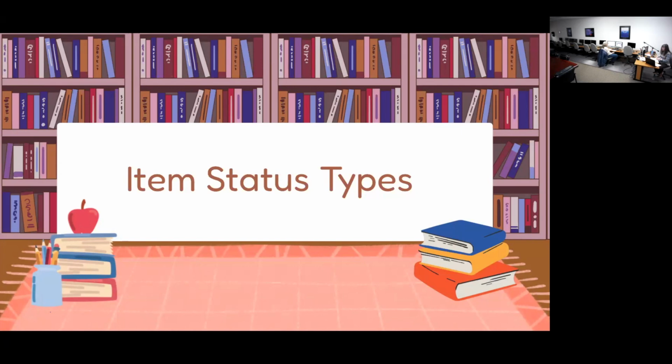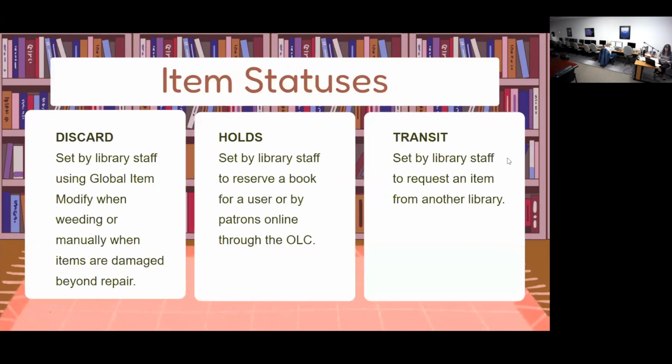Well, I'm moving on to item status types. We've been throwing them around, but I know we have newer folks in our libraries, so just to clarify what some of these stand for. During the inventory process, or during this weeding, or using global item modify, you can pick the status of discard. And that's where the staff, you're using whatever method to have a book removed.